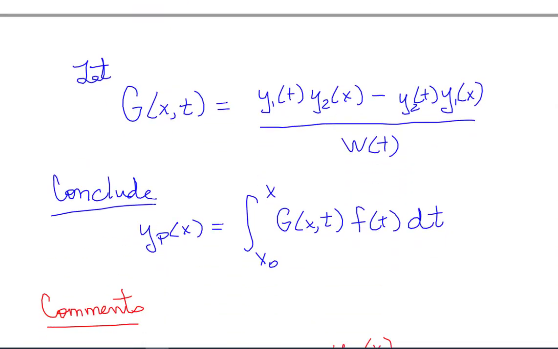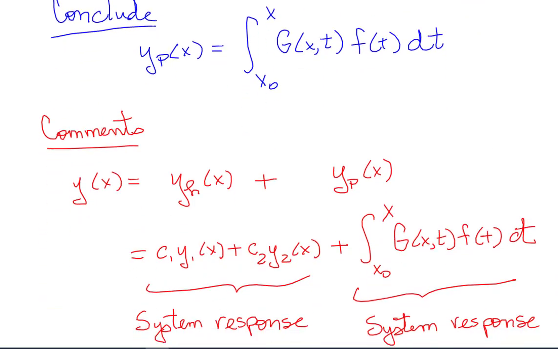So this particular thing is our Green's function, this capital G, which is a function of x and t. This is our Green's function. And so you can see our Green's function is an integral part in the particular solution. So here's the Green's function, which depended on the fundamental solutions, and here's our driving function on the right hand side.